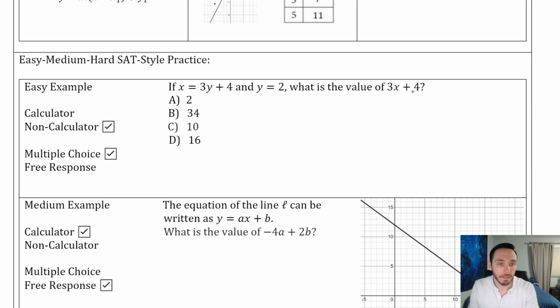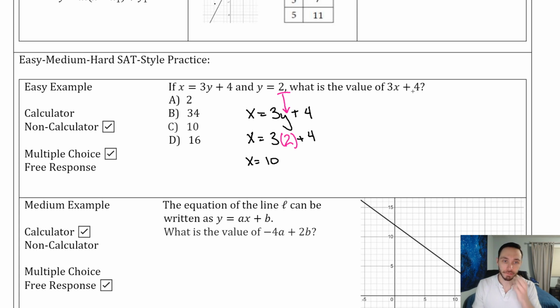So if I know this about x, I know that x is 3y plus 4. All I need to do is plug this 2 in for y. So I'm left with x is equal to 3 times 2, plus 4. So I'm getting an x value of 10. 3 times 2 is 6, and 6 plus 4 is 10. So what do a lot of people do here? If you're going to get this wrong, they circle C.